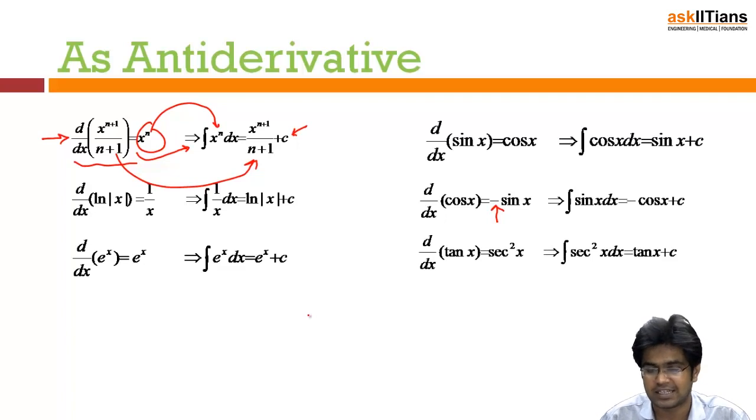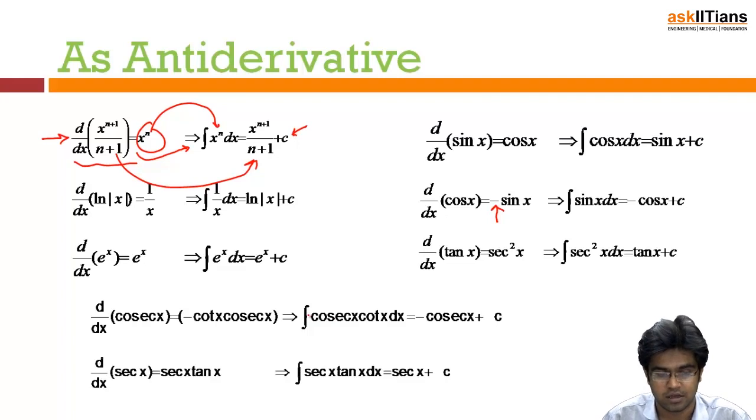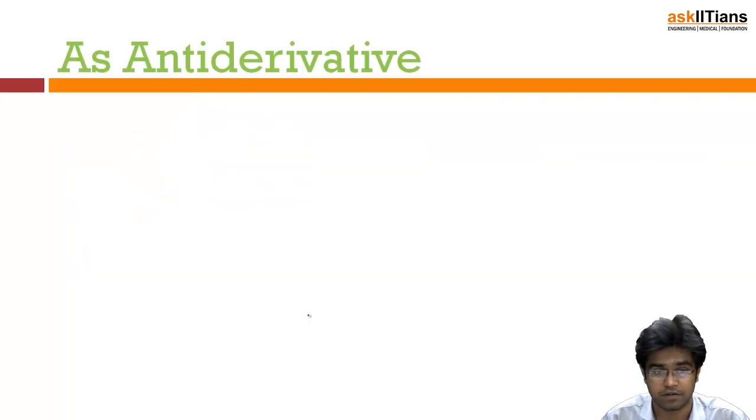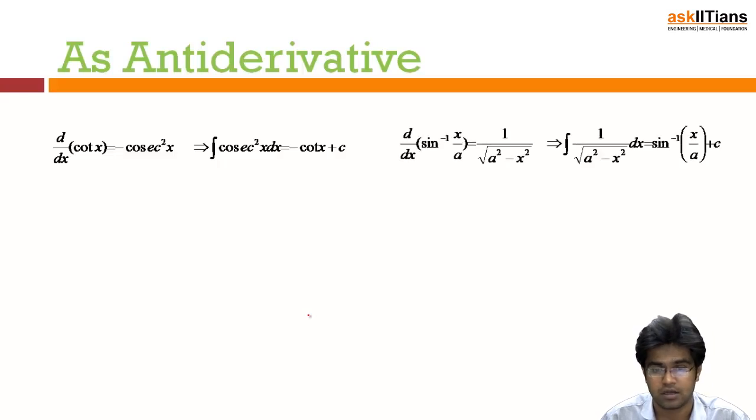Similarly, for tan x it's sec square x, and for sec square x the integral is tan x. D by dx of cosec x is minus cosec x cot x, so integration of cosec x cot x is minus cosec x. Similarly for sec x, d by dx of sec x is sec x tan x, so integration of sec x tan x will be sec x, and then there is a plus c everywhere. Similarly, d by dx of cot x is minus cosec square x, so integration of cosec square x will be minus cot x.